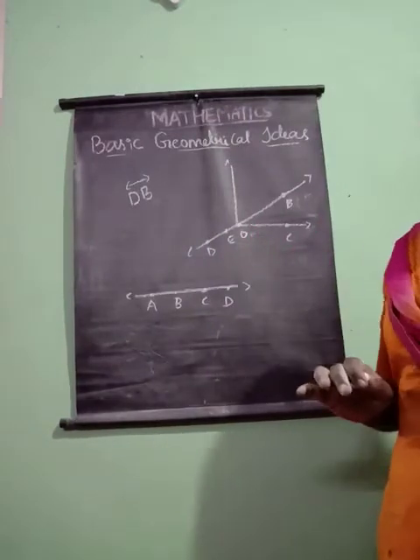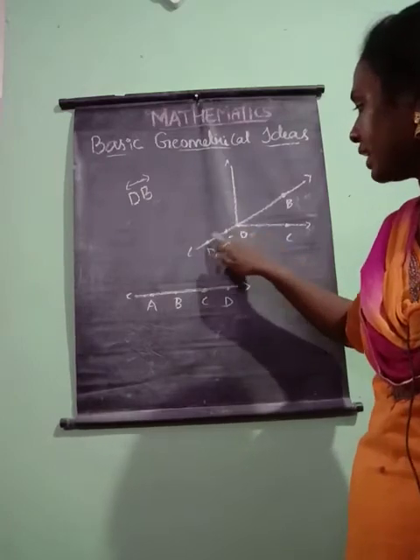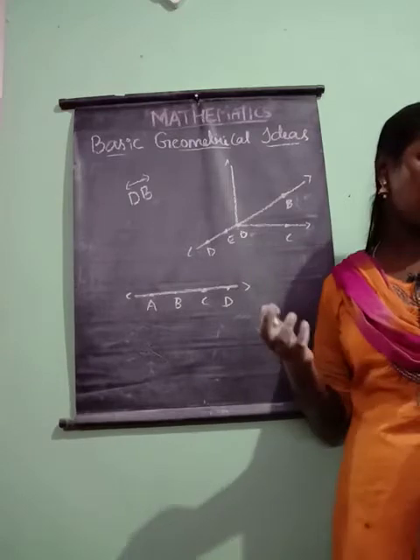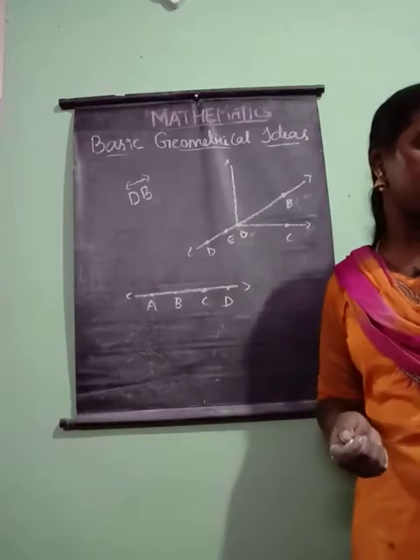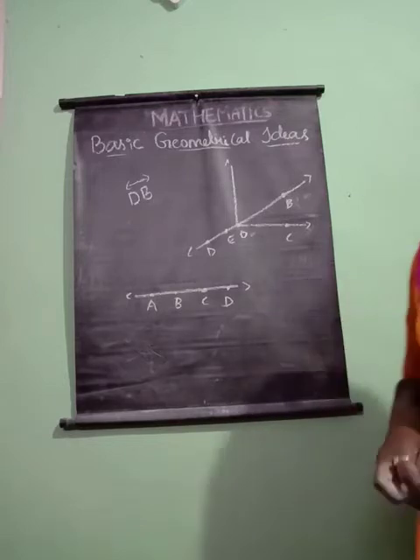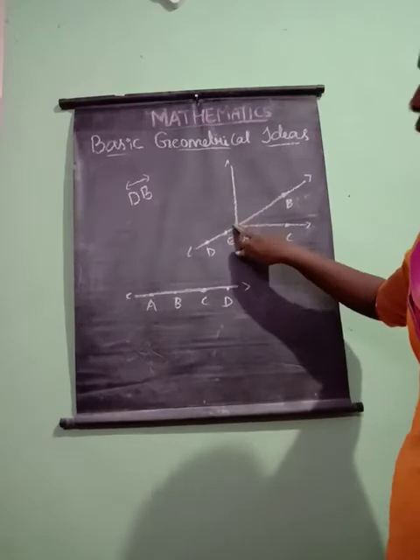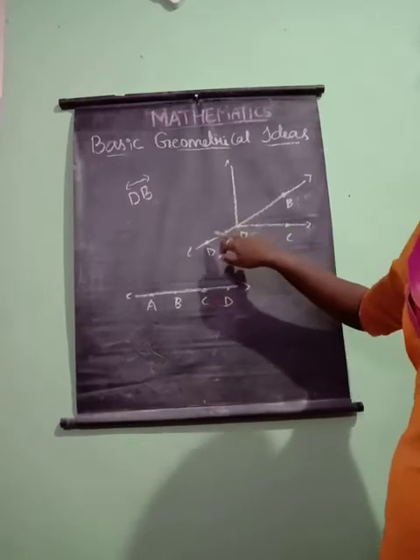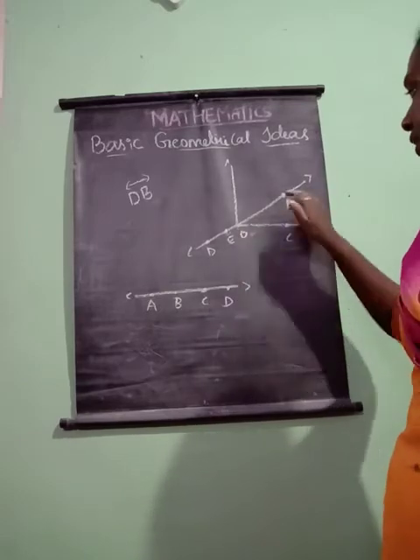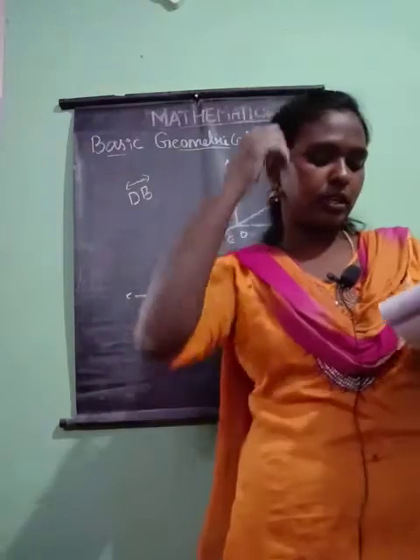For rays, OE, OD, OB and OC are the 4 rays. Okay. Next is 5 line segments. So 5 line segments: OE, ED, OB, OC and EB. So these are all the 5 line segments, right?